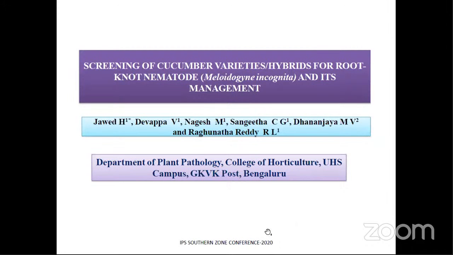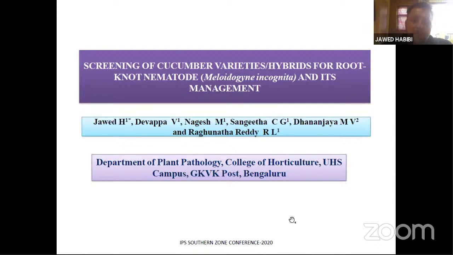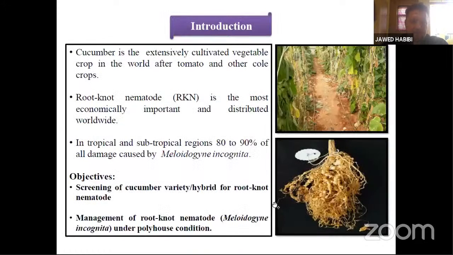Good afternoon to all. Myself, Javed Habibi. I'm studying plant pathology at the College of Horticulture in Bangalore. My research topic is screening of cucumber varieties and hybrids for root-knot nematode, Meloidogyne incognita, and its management. Introduction: cucumber is the most important vegetable crop in the world after tomato, which has a lot of diseases.